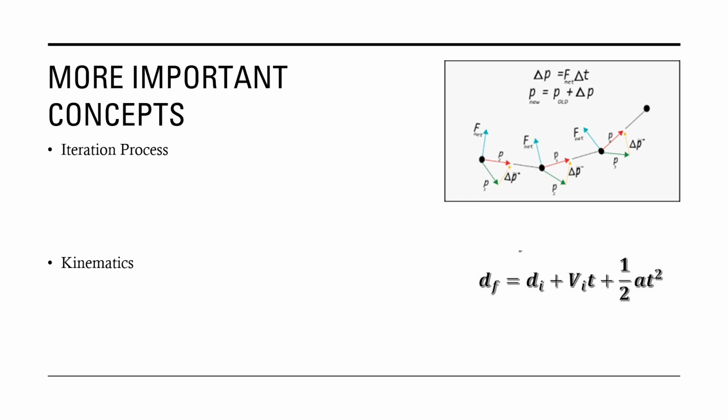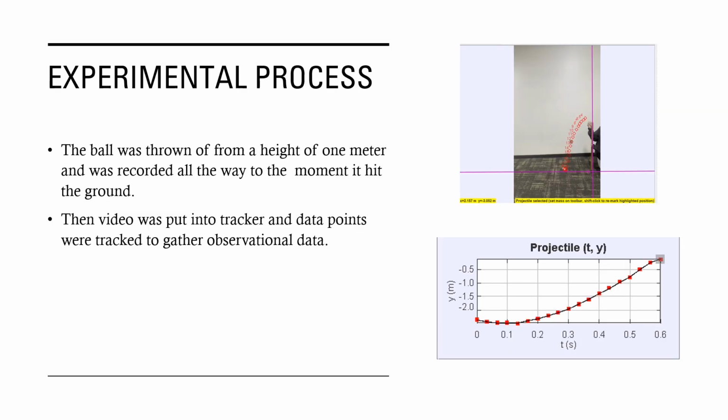The ball was thrown from a height of 1 meter and was recorded all the way to the moment it hit the ground. Then the video was put into Tracker and the data points were tracked to gather observational data. On the top picture, you see the path that the paper ball took, and it looks like it is falling from rest and reaching all the way to the ground.